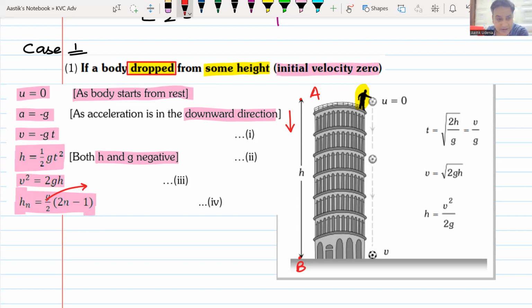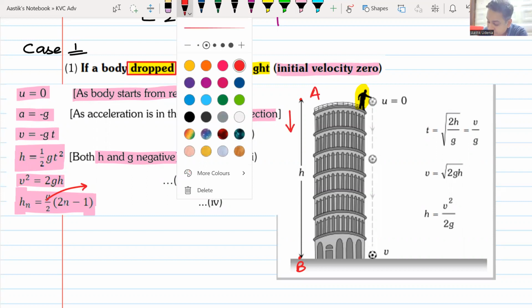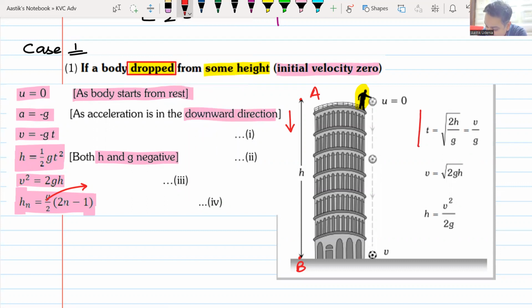And then you have these short forms coming for you, and these are very important short forms. If you can remember these short forms, you can solve some questions very easily. For example, this shortcut of time of flight, the time it spends in air, comes from which equation? This time is equal to the square root of 2h by g.